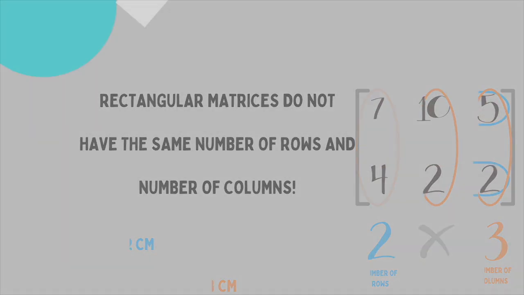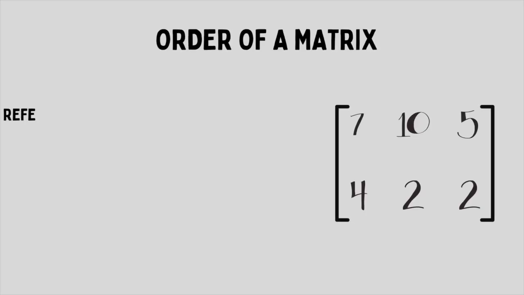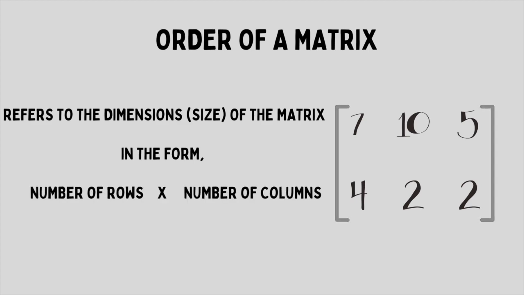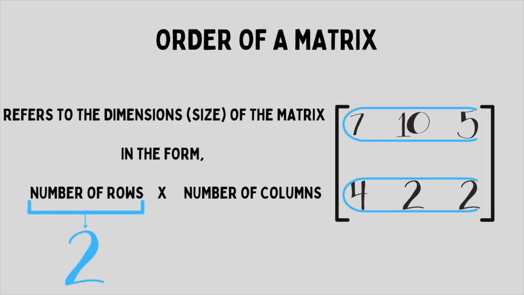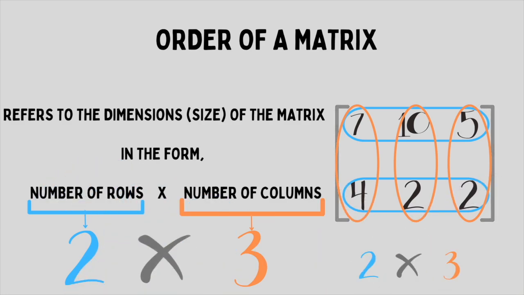Now, we have to talk about the order of a matrix. The order of a matrix refers to the dimensions or the size of the matrix in the form number of rows by number of columns. So we're always going to use the rows first, then the columns. In this case, we have two rows. Remember, they run across just like our windows, and we have our columns that run from top to bottom. So we have 3 columns here. So our order of this matrix is a 2 by 3.